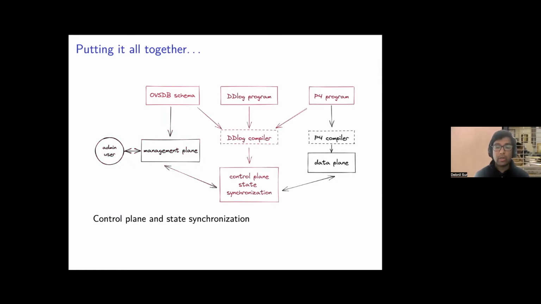ddlog relations are generated from the OVSDB schema and the P4 program. The user writes the ddlog program that connects the relations using rules. That program is then compiled and actively runs as the control plane. You'll see that we've also called this box state synchronization. The control plane program should be embedded in a larger piece of software, which leverages NERPA tooling to convert ddlog relations to and from the appropriate types in the management and data planes. It should also coordinate moving this data between the planes.